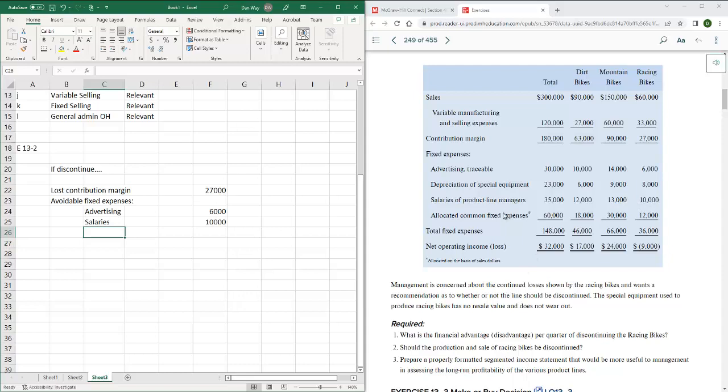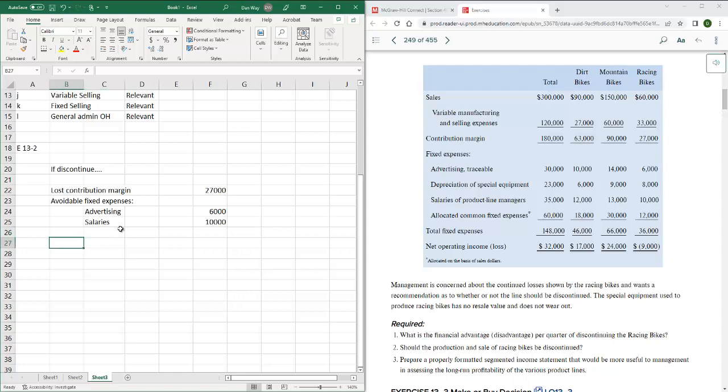And then this last one, again, we'll just be careful. Allocated common fixed expenses. These are common fixed expenses for the company as a whole. And right now they're being allocated to the individual product lines based on their relative sales dollars. So nothing implies that any portion of that would go away or decrease if racing bikes are no longer made. So because of that, none of that is avoidable in this scenario.